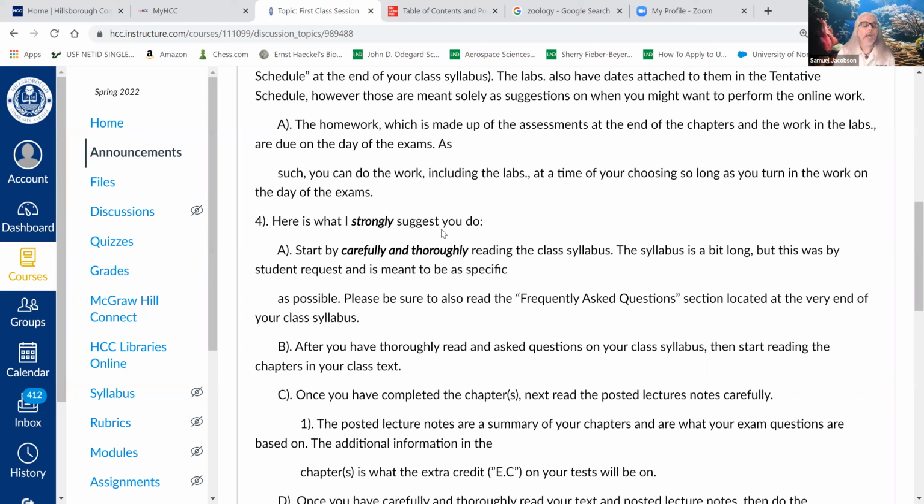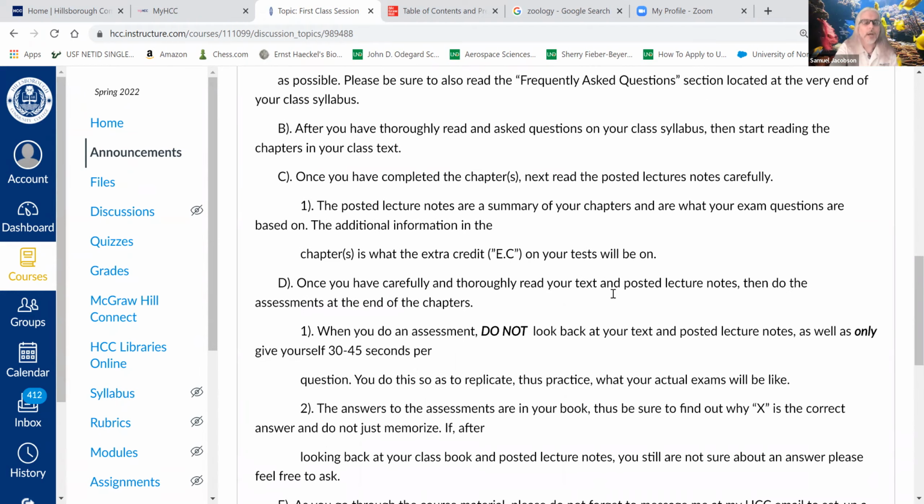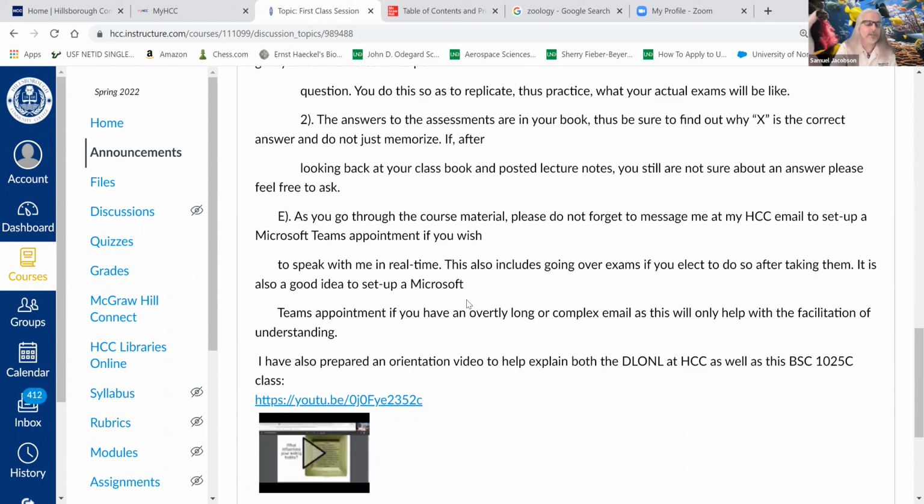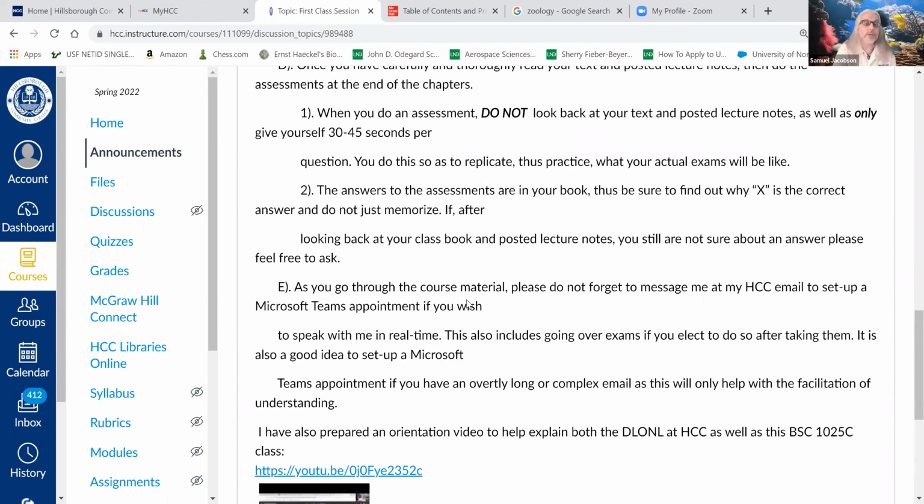I even included a frequently asked questions section in the syllabus. I actually have that because I kept getting the same question again and again, so I'm trying to save us both a little bit of time. And then I talk about what extra credit is, how to approach answers to questions, and how long to give yourself on a test. I actually note that there: don't give yourself any more than 35 to 40 seconds per question.